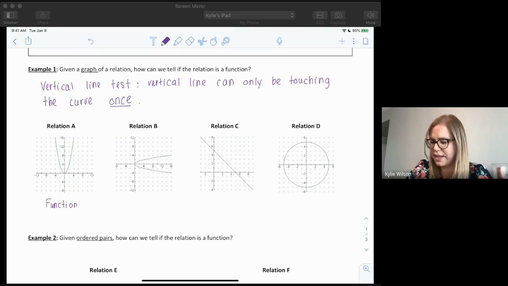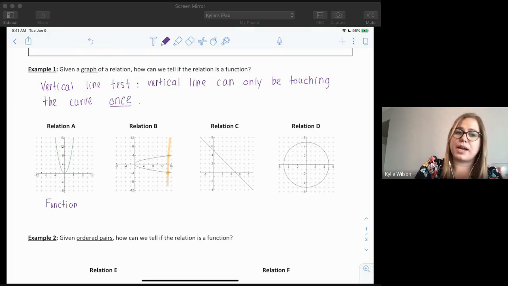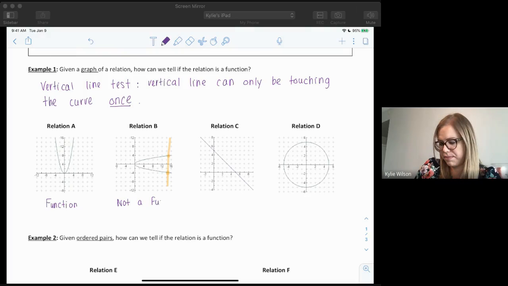So let's try it again with relation B. So in this case, I'm going to draw my vertical line, and I want you to picture it sweeping across the whole curve. If I look here already, it's touching my curve at two different places. So because of that, it's going to fail our vertical line test. So what I would say is I would say not a function, failed vertical line test.